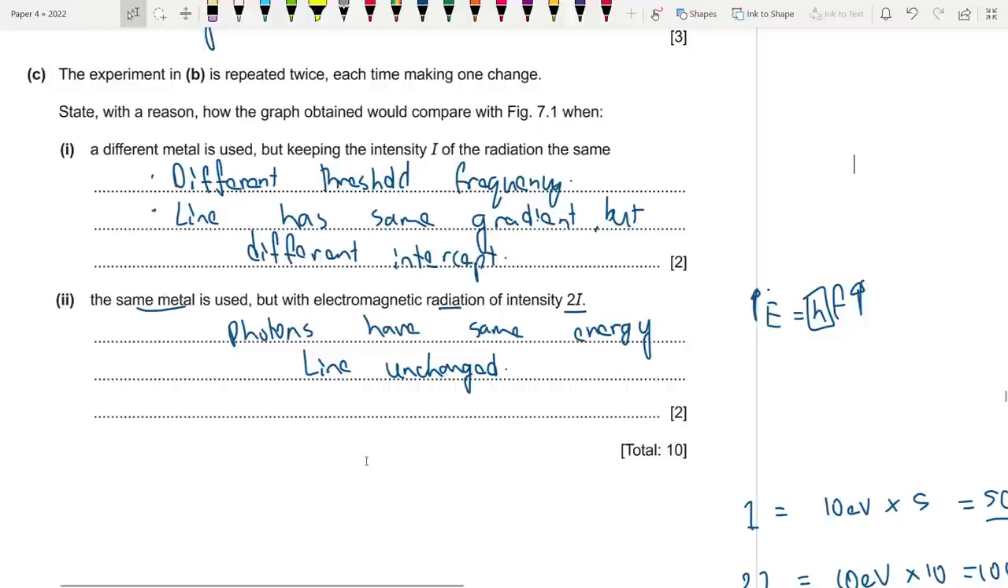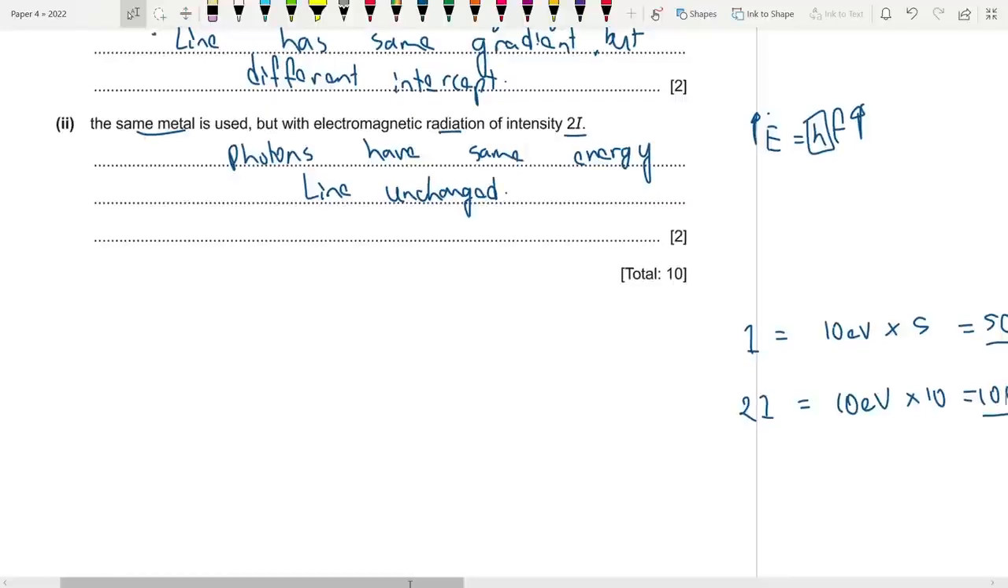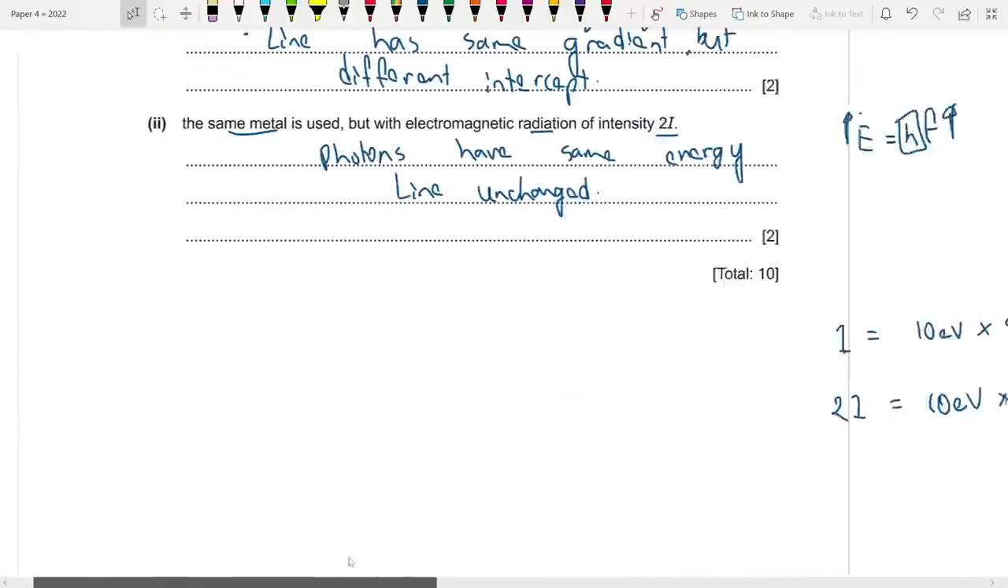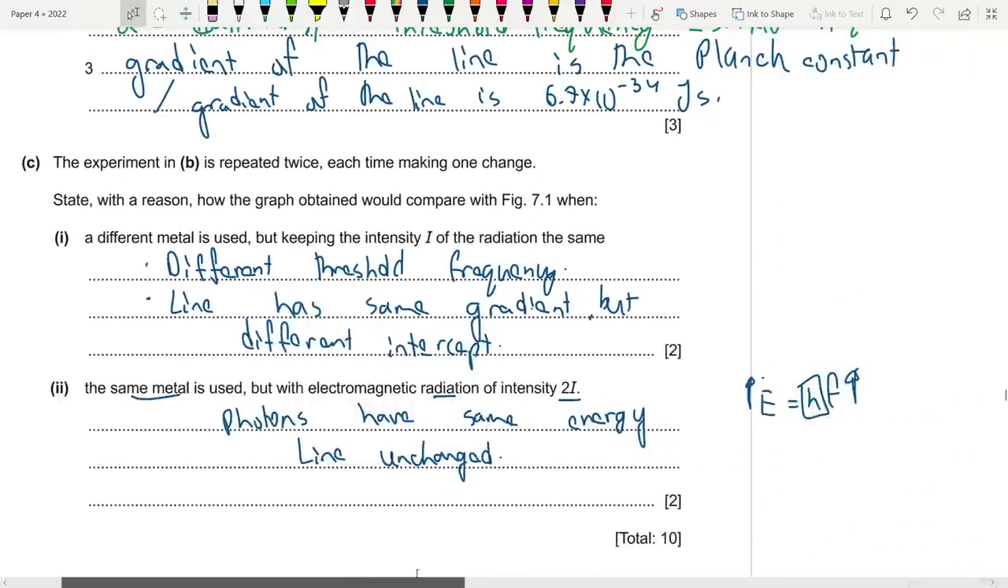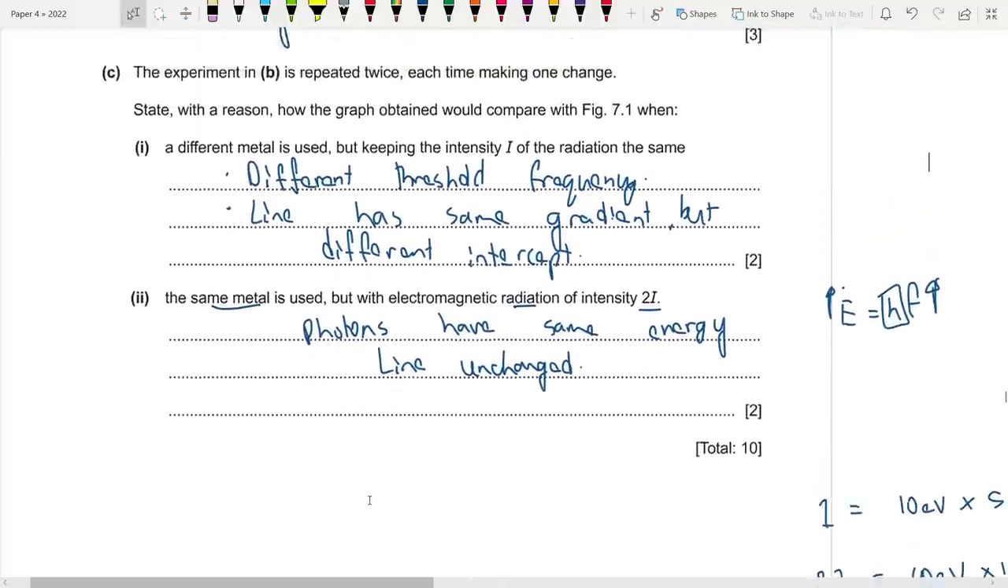But what does intensity do really? Intensity usually changes the number of photons arriving on the plate. So what would change? The number of electrons emitted per unit time, okay? But that's not important here.